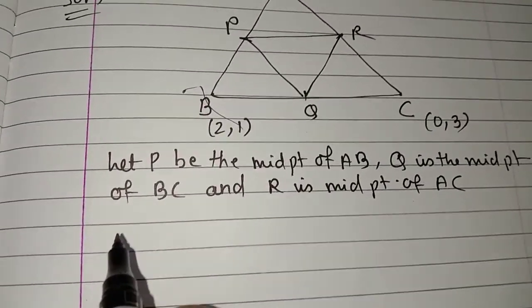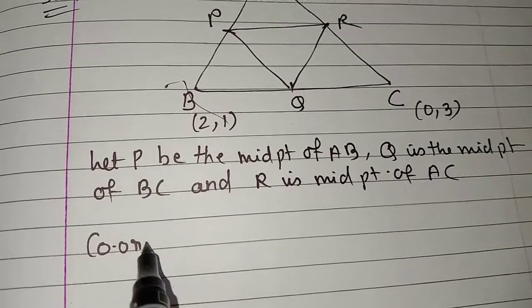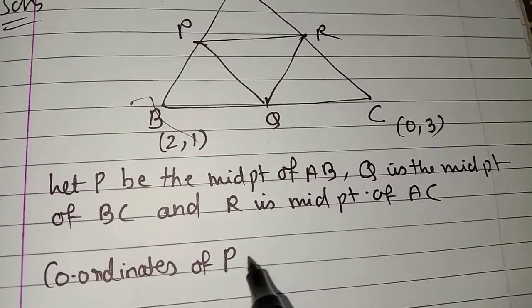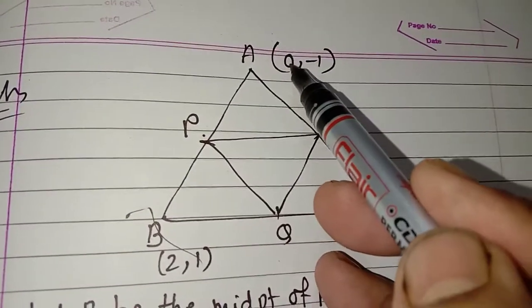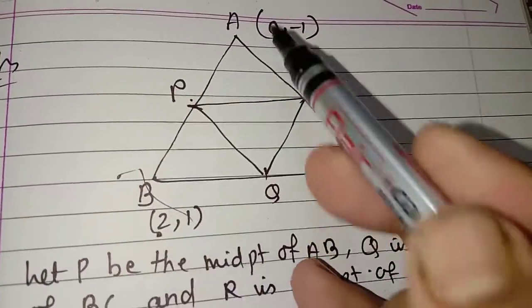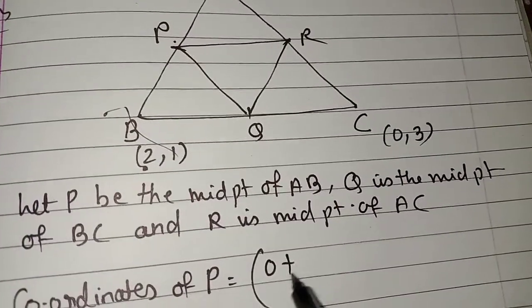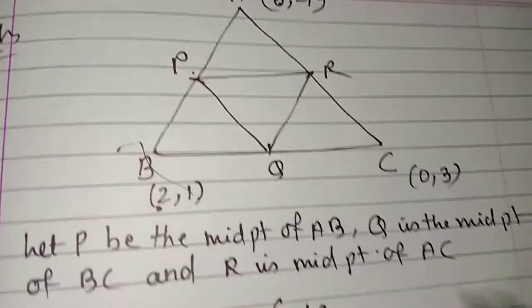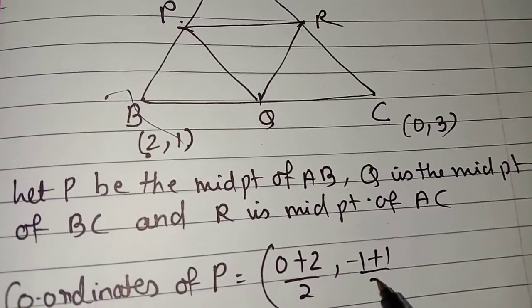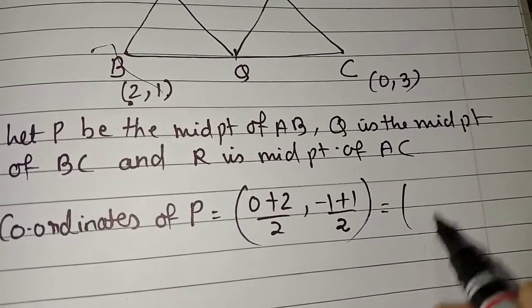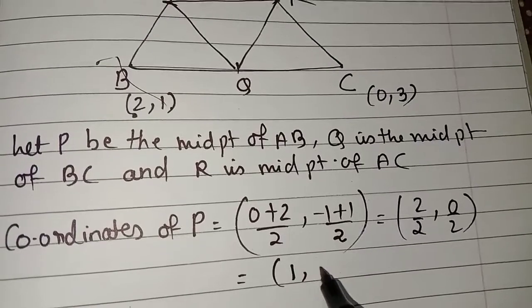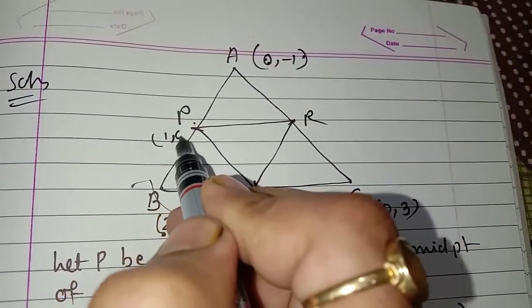So I will use the midpoint formula. I will write here coordinates of P. For P it is (x1 plus x2) upon 2 and (y1 plus y2) upon 2. Simply I am using the midpoint formula. 0 plus 2, so it will be 2 by 2 and 0 by 2. So I will get here 1, 0. So I got P as (1, 0).